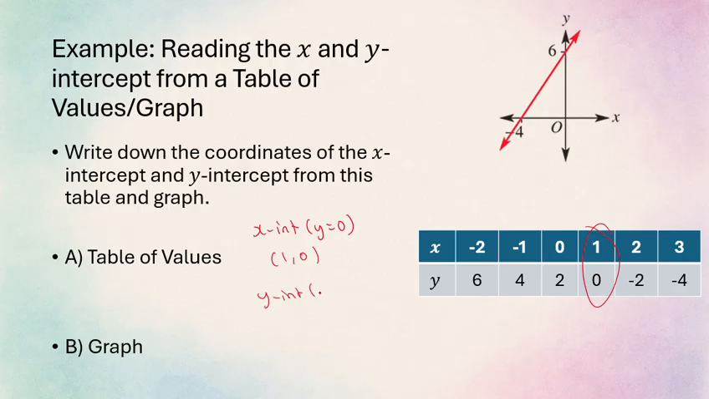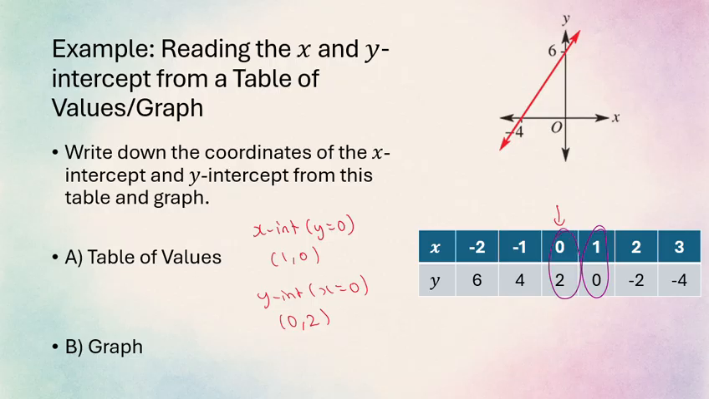So the y-intercept is when x equals 0. So when does x equal 0? Right here. So this is technically now your y-intercept. So 0. And what's the y value? 2. It's just like that. Not that difficult. Okay?